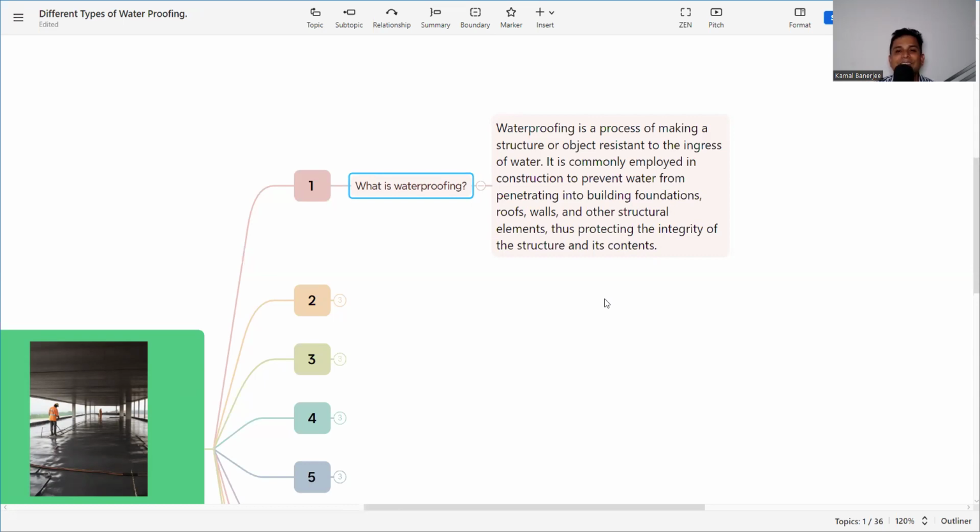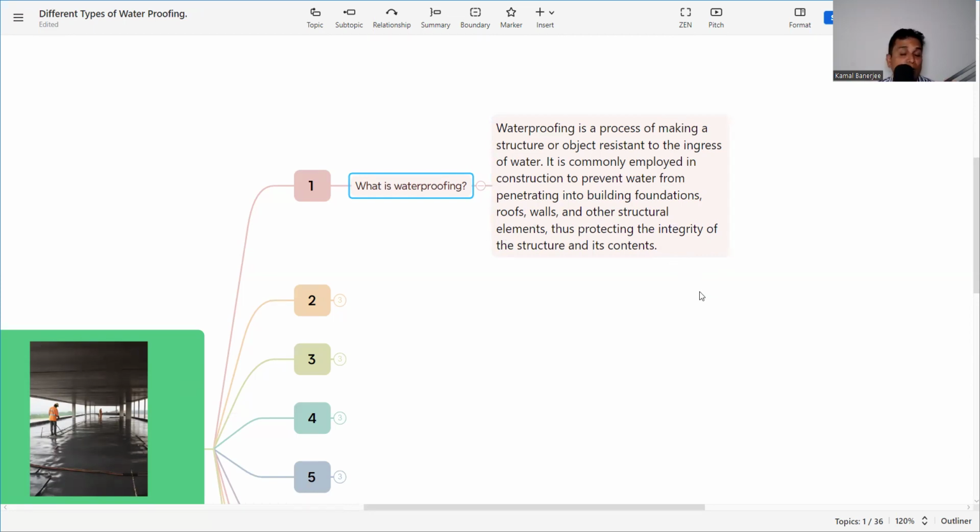It is commonly employed in construction to prevent water from penetrating into the building foundation, roofs, walls, and other structural elements, thus protecting the integrity of the structure and its contents. Now, why do we need waterproofing? We need to understand this very carefully, because we need to protect our foundation, our roof, and our wall. Each and every area, whatever the structural element, we need to protect.